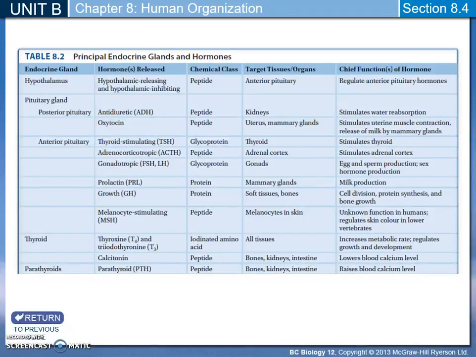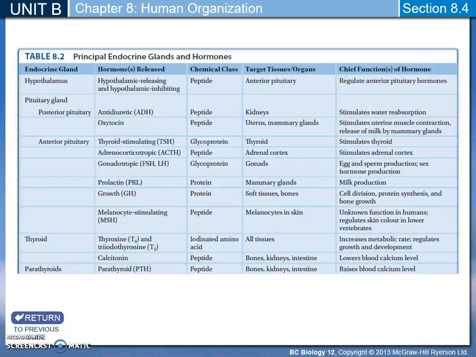And then you have the anterior pituitary, which produces all of these different types of hormones. So you have TSH, or thyroid stimulating hormone, which obviously stimulates the thyroid. And then you have ACTH, or adrenocorticotropic hormone, which stimulates the cortex of the adrenal gland.